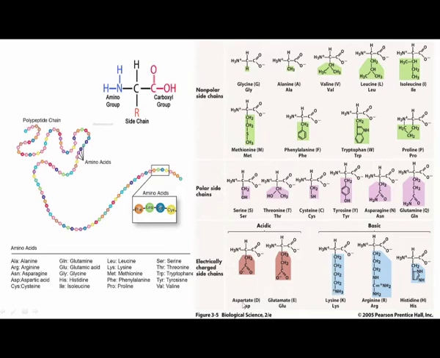For example, aspartic acid or aspartate and glutamic acid or glutamate, these are acidic amino acids. And then you can have basic amino acids which have, as you can see, an ammonium group attached at the end. For example, the lysine, the arginine, the histidine and so on. So, what do you have? Any combination of these chains.